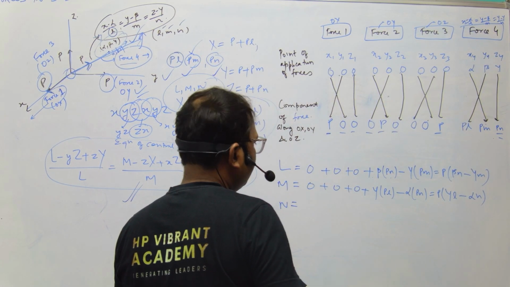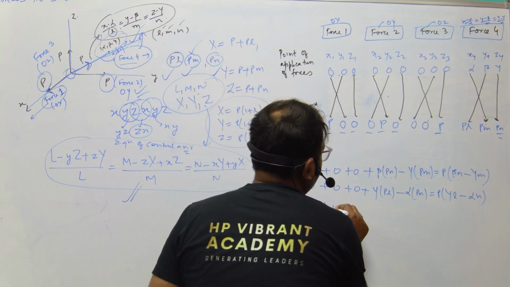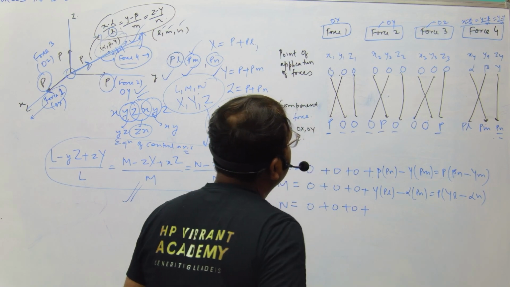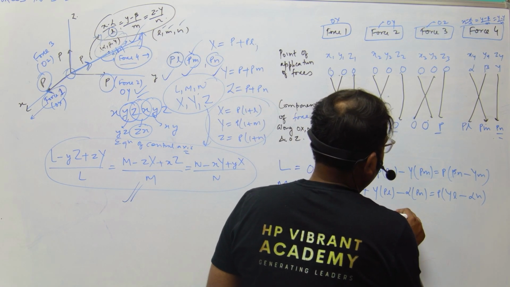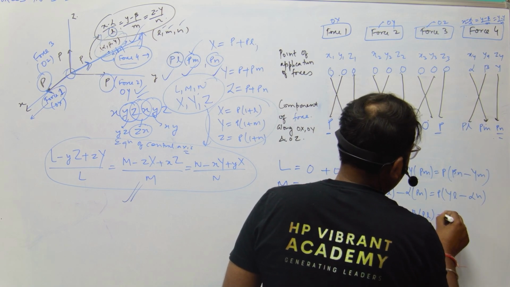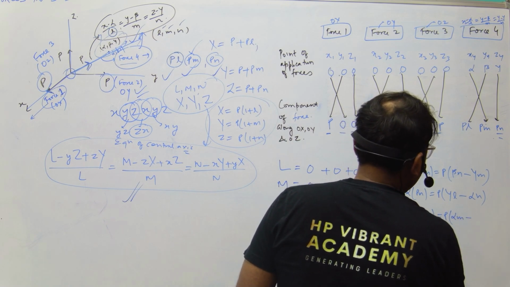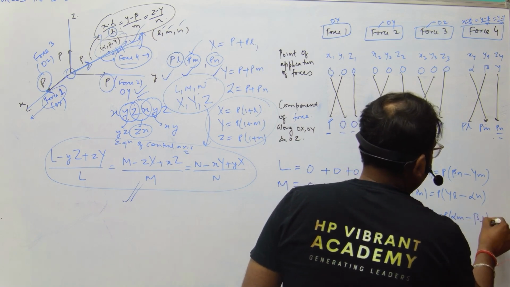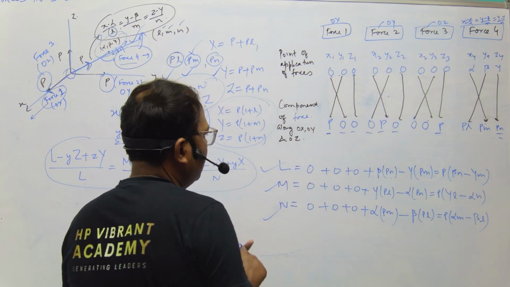Okay, so let us write down this. So we have 0 plus 0 plus 0 plus alpha times Pm, minus beta times Pl. So this is equal to P times (alpha m minus beta l). Okay, so these are the values of l, m and n. Okay, so let us write down at one place.